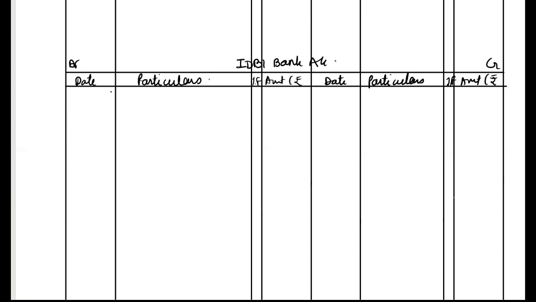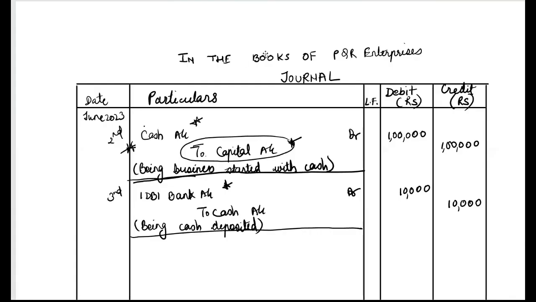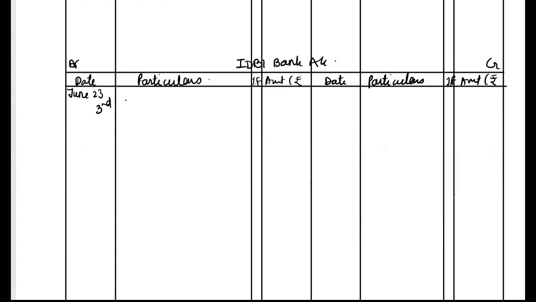Now, for this particular transaction, what is happening? IDBI bank account is getting debited. On which date is it getting debited? June 23rd, or basically the year, and it is on the 3rd of June, right? If you see the transaction, it is happening on 3rd June. IDBI bank account is debited, and always on the debit side, I'm going to start it with "To cash account", right? The starting point is "To" and then write the remaining transaction, which is cash account. Amount deposited is 10,000.